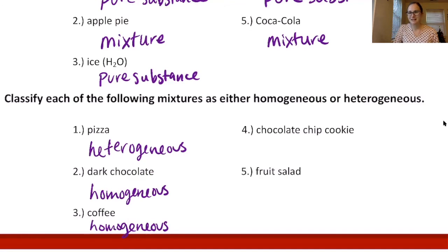Chocolate chip cookies, there's very distinct sections where you have your chunks of chocolate and your cookie part. So this is heterogeneous. And then lastly, fruit salad. Again, very distinct, different kinds of fruit in different sections. So this would also be heterogeneous.